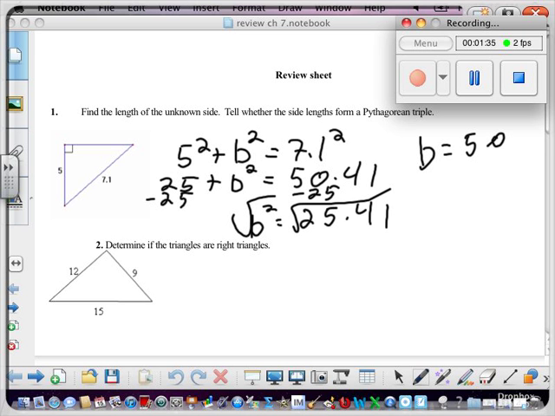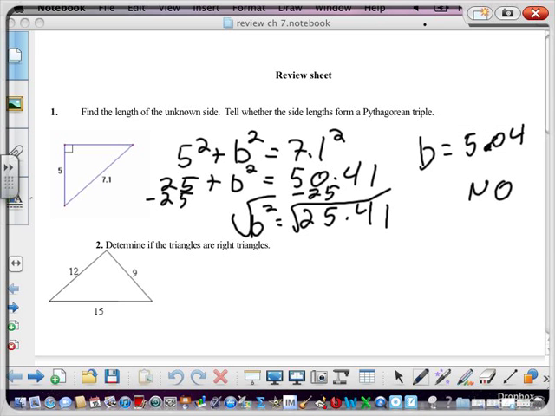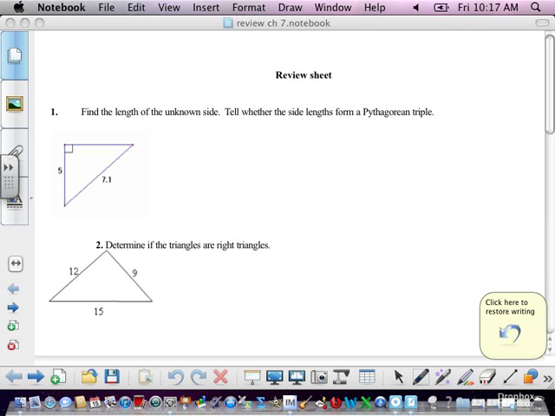Is this a Pythagorean triple? No. Pythagorean triples have to be whole numbers. Okay. Yes? The whole numbers. Okay, so that means no decimals or fractions. Okay. All right. So unfortunately, this is going to disappear because that's the kind of program this is.